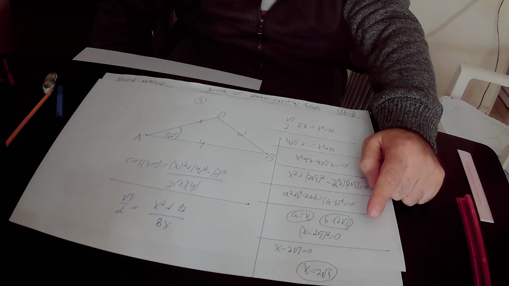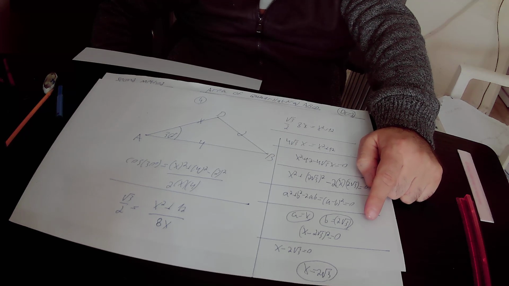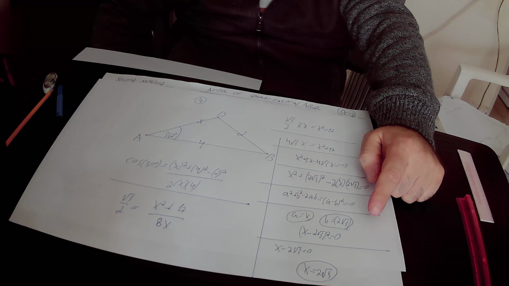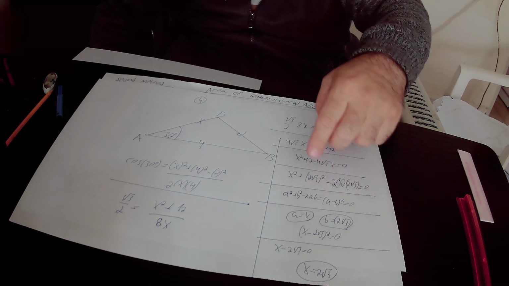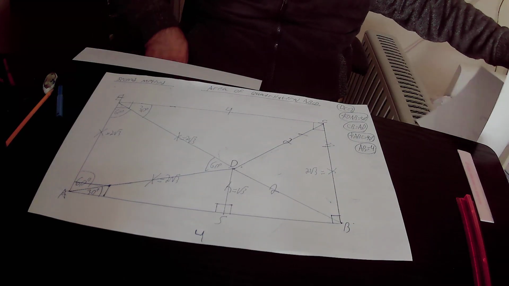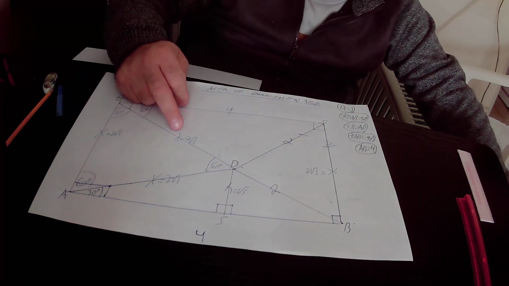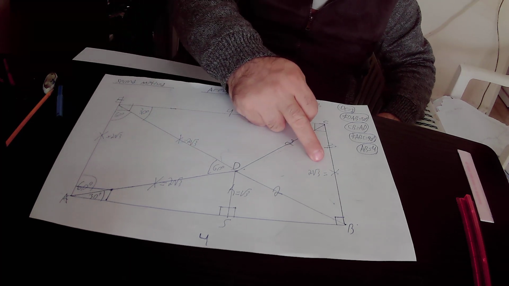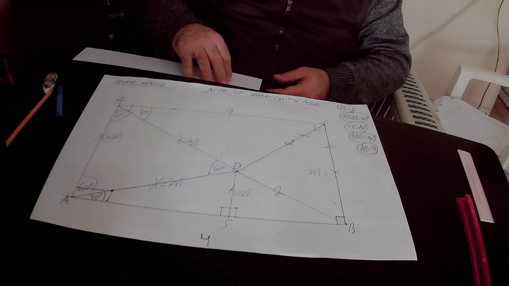We took out of this equation and found that x minus 2 times square root of 3 equals 0. We added 2 times square root of 3 to both sides and found that x equals 2 times square root of 3 units. So we can write here that x equals 2 times square root of 3 units. Here also x equals 2 times square root of 3 units, and here also.